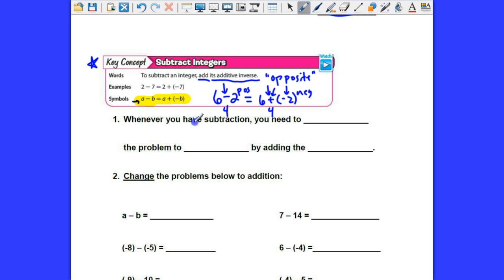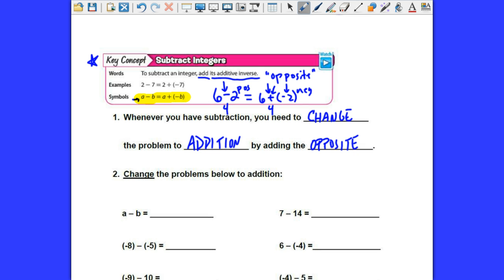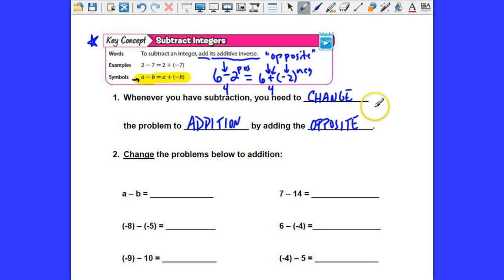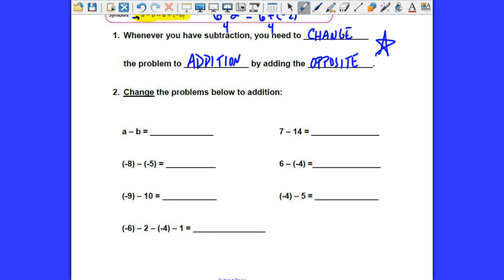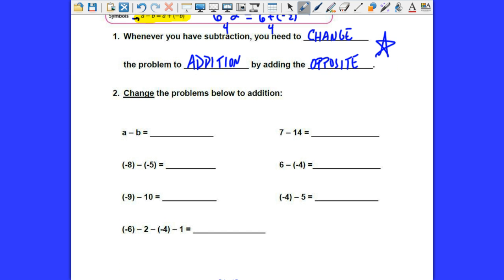So, whenever you have subtraction, please fill in the blanks here. You need to change the problem to addition by adding the opposite. I take this seriously. I've taught this longer than you've been alive, probably, unless you're one of the parents watching this. I've taught this class longer than my students have been alive, and this is one of the most missed concepts throughout the course of the year. Subtraction and the problems that it creates when we toss in negative numbers.